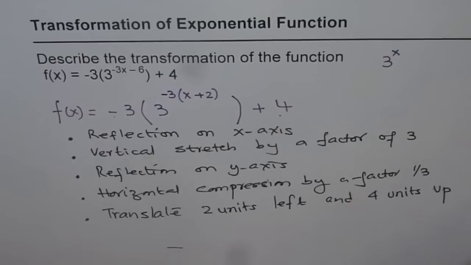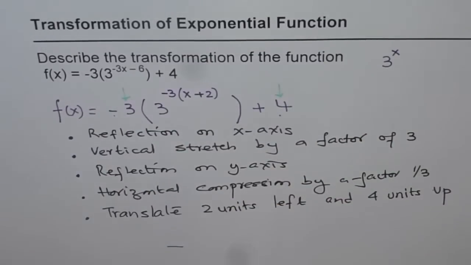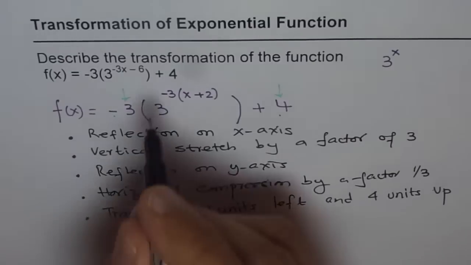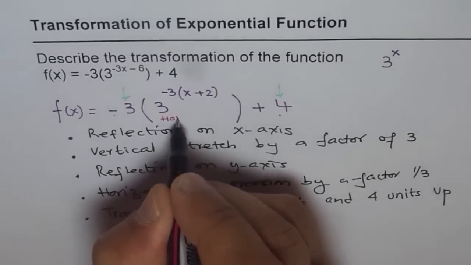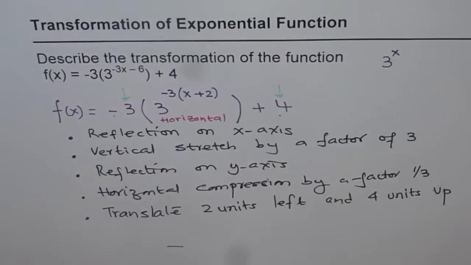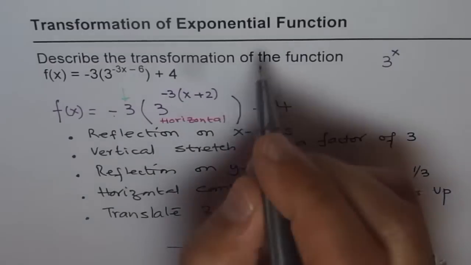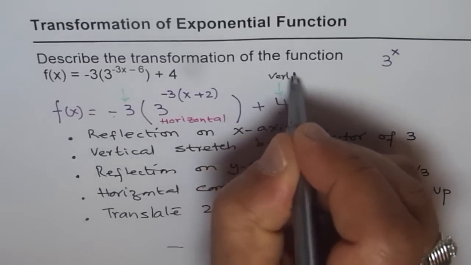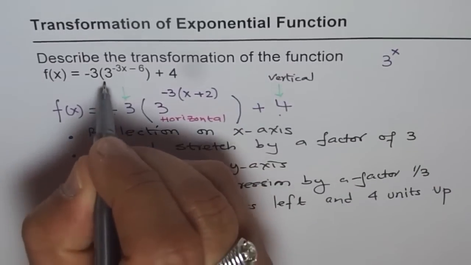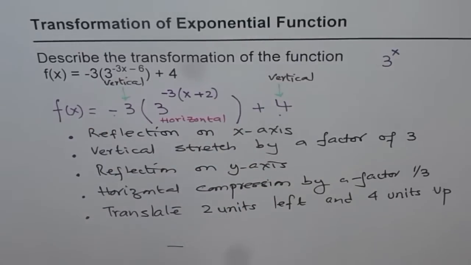As you can see, the outside parts represent vertical changes. So this and this are vertical, correct? And inside is horizontal. So this side is horizontal, and outside, let me write in a different ink, is vertical. So this is vertical, and this is also vertical. That is how you should see transformation.